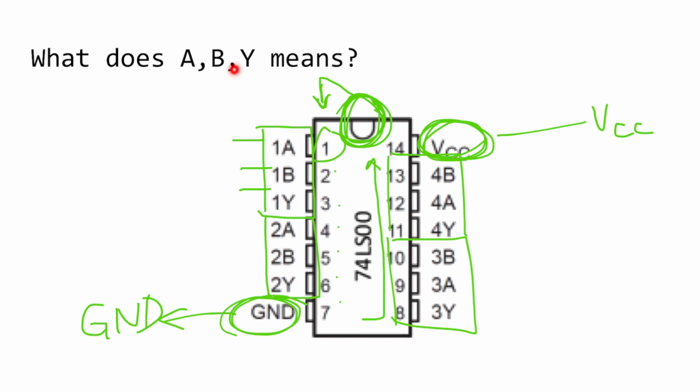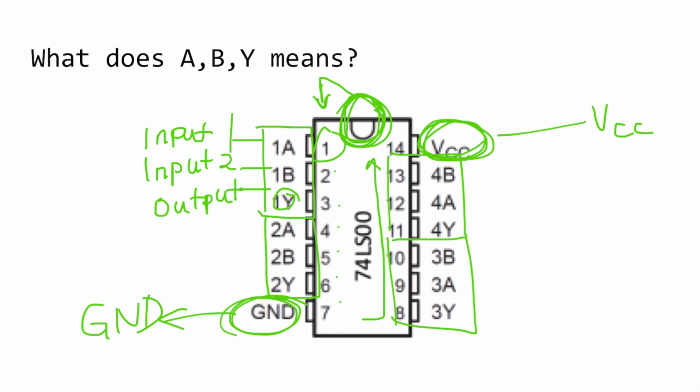So what does this mean? What do A, B, and Y mean? A and B are actually the inputs. You could say A is input 1, and B is input 2. Then Y would be the output. So how does this work?